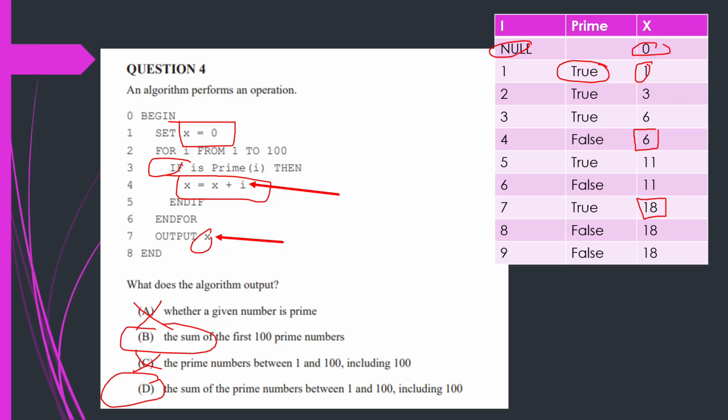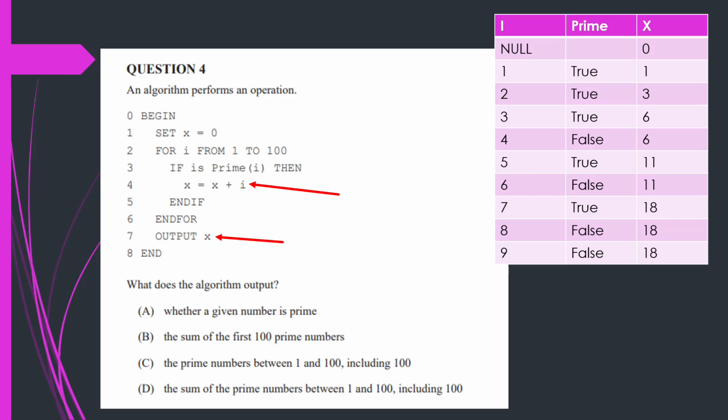Now, if you look at what we're adding here, we are actually not adding the first 100 prime numbers. We are actually adding the prime numbers between 1 and 100, including 100, because we have the 2 here to 100. So if that's the case, then I will be more inclined to choose D. So to answer the question for this one, the answer will be D. We are summing the prime numbers between 1 to 100, including the number 100, which is not a prime number.